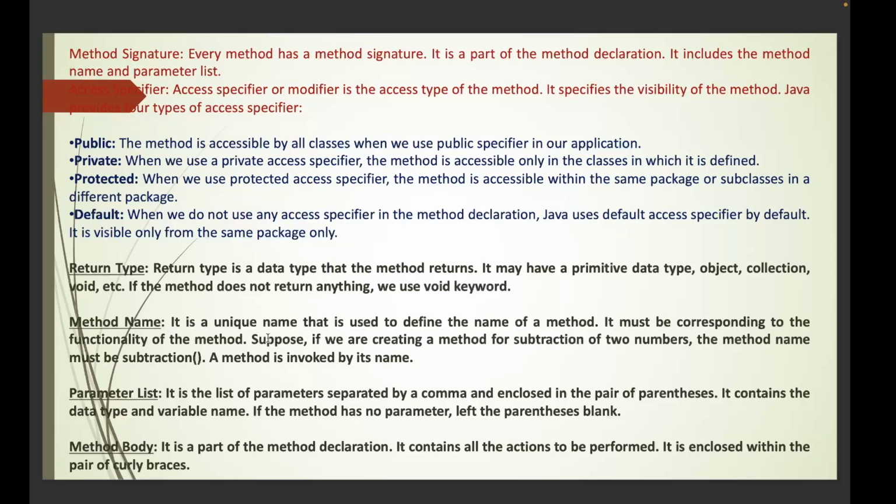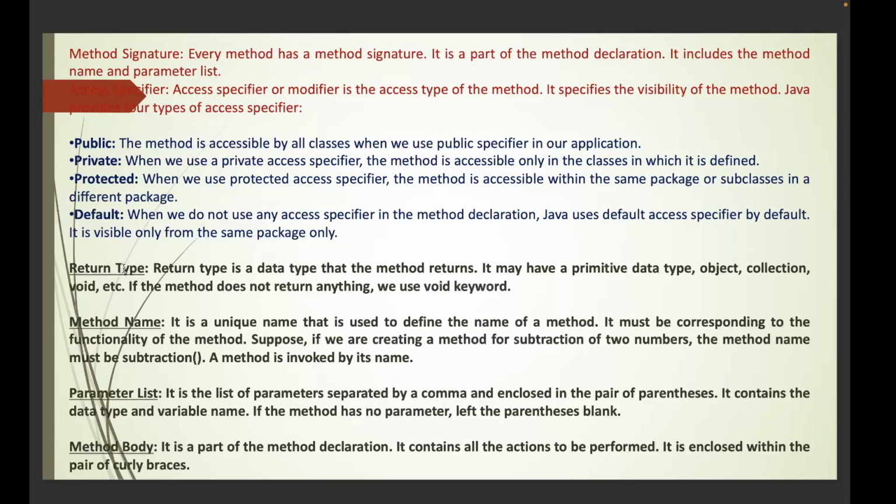Method name is a unique name that is used to define the name of a method. It must correspond to the functionality of the method. Suppose we are creating a method for subtraction of two numbers, the method name must be subtraction. Parameter list is a list of parameters separated by a comma and enclosed in a pair of parentheses. Method body is a part of the method declaration. So now you can see the 4 different parts: the return type, the method name, the parameter list, and the method body.